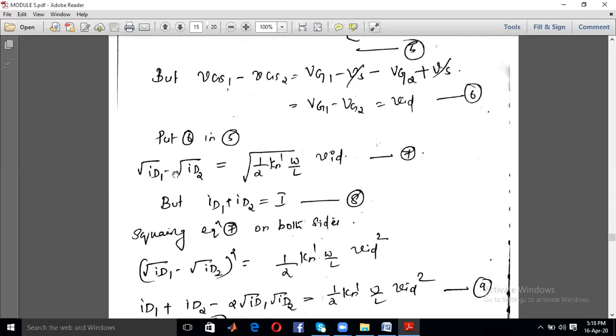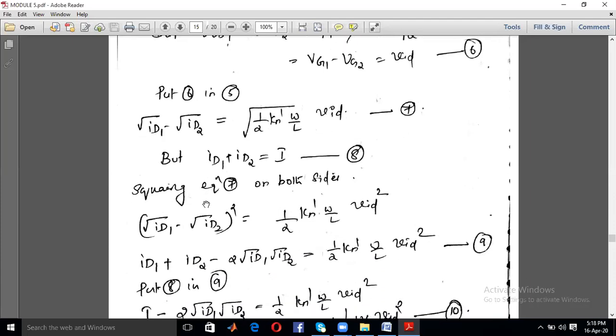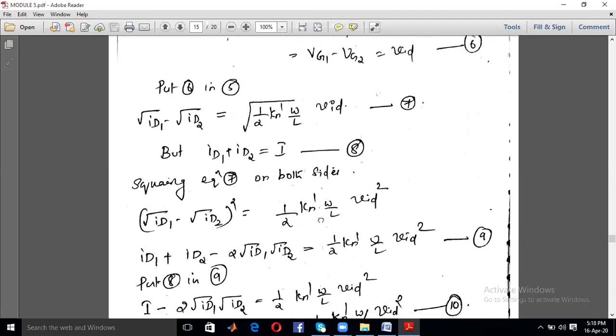Now to remove the square root, I'll be squaring equation number 7 on both sides. So square root of ID1 minus square root of ID2 the whole square is equal to this term. The square root can be removed because if you square on both sides, the square root will go and the remaining term is VID square. VID will become VID square once you square this equation on both sides.